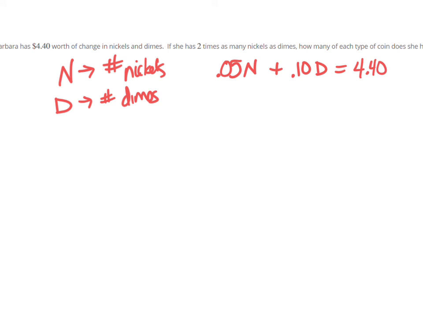The next equation, it says she has 2 times as many nickels as dimes. So she has way more nickels than she does dimes. Let's even look at a specific scenario. If she has twice as many nickels, that means she might have 60 nickels and then she'd only have 30 dimes. So if you're going to try to do a comparison between the nickels and the dimes, I would have to double this number here to make it equal that number. So I need to double the dimes to make it equal how many nickels there are. So the nickels would be equal to 2 times the number of dimes.